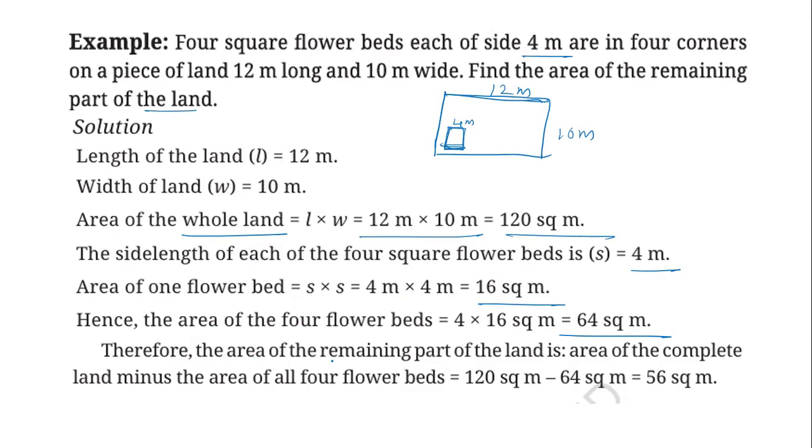Therefore, the area of the remaining part of the land is area of the complete land minus area of all 4 flower beds. That means 120 meter minus 64 meter is equal to 56 meters square.